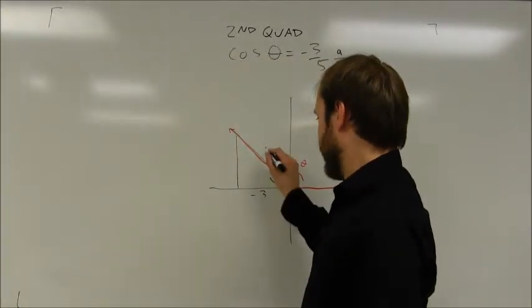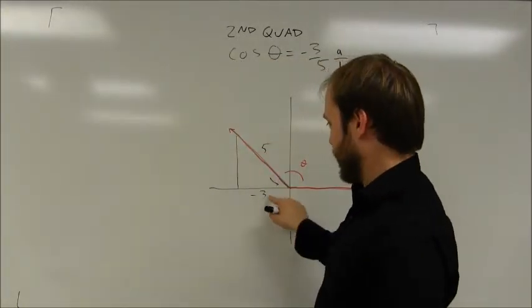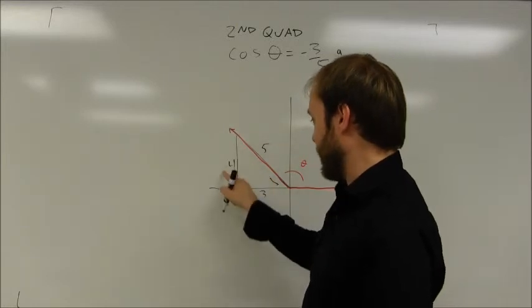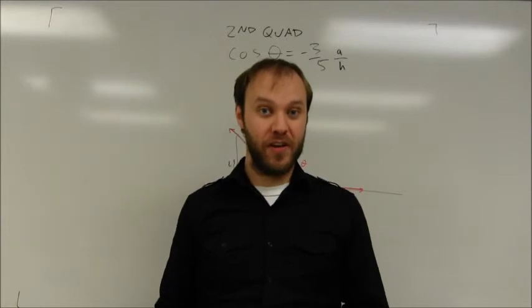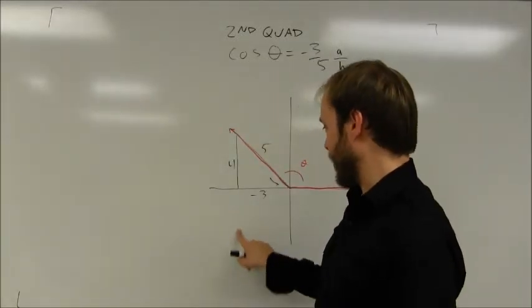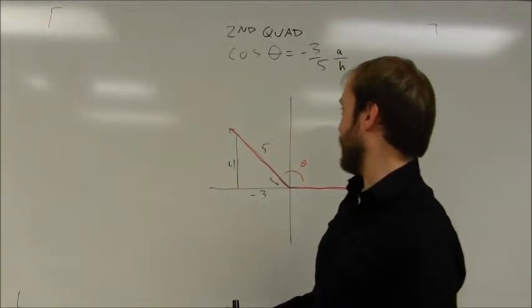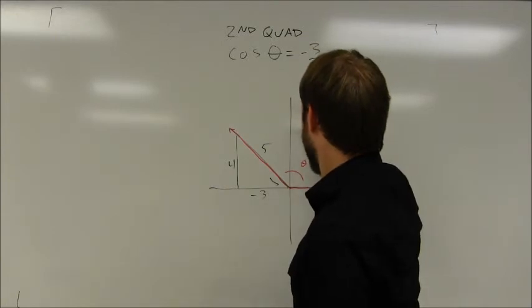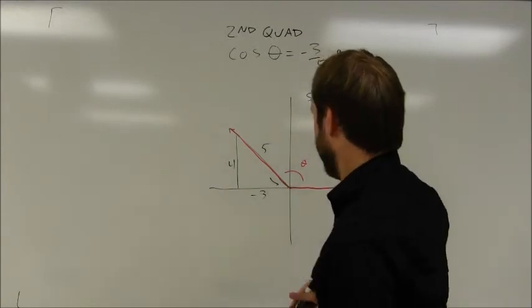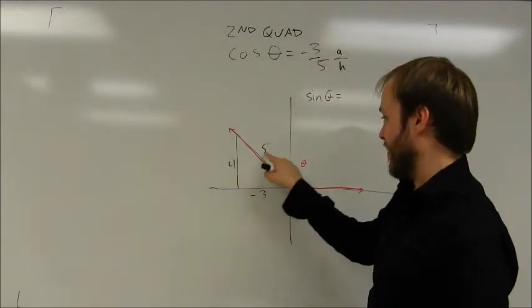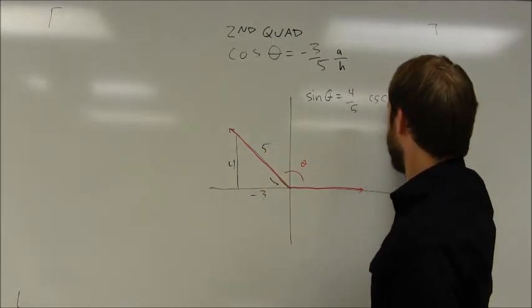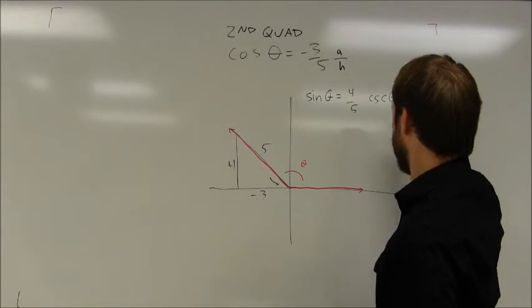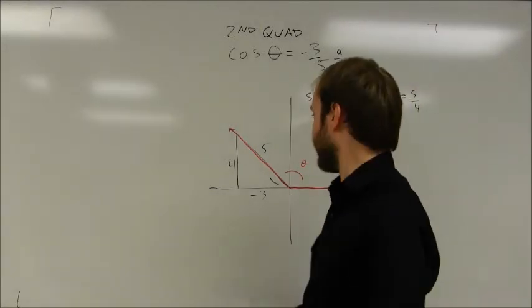So this is -3, this is 5. And if you notice, this is a little 3, 4, 5 right triangle. That's upwards, so it's positive. Okay, if I was given an angle in the third quadrant, we would have a negative 4 coming down here. And basically we can fill this out. We know that sine of an angle is equal to the opposite side over the hypotenuse. That would be 4/5. We know that the cosecant is the reciprocal, so that'd be 5/4.